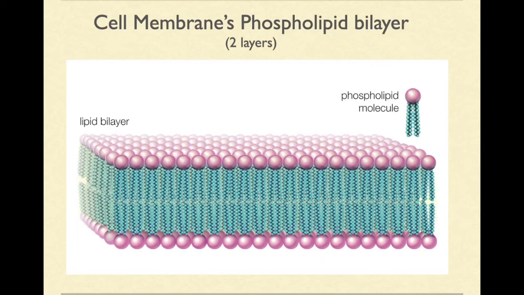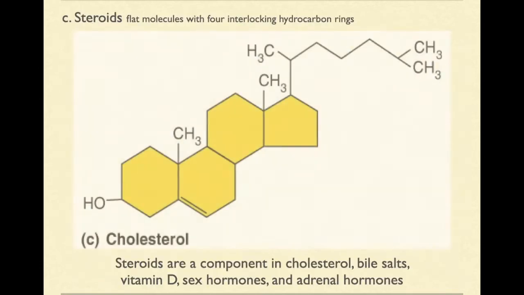That's why if you ever have grease, sometimes you have these grease clumps, because the phosphate heads are on the outside and the hydrophobic tails are on the inside, making a separate clump. That's why they separate from others. Then we have steroids. Basically, steroids are found in cholesterol, different body salts, vitamin D, and sex hormones, as well as adrenal hormones.